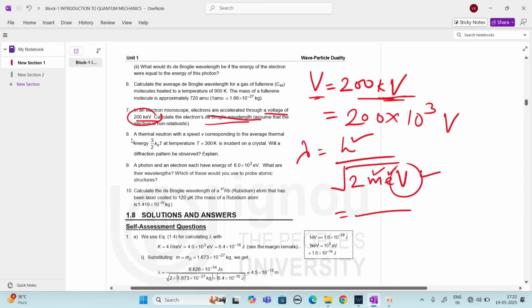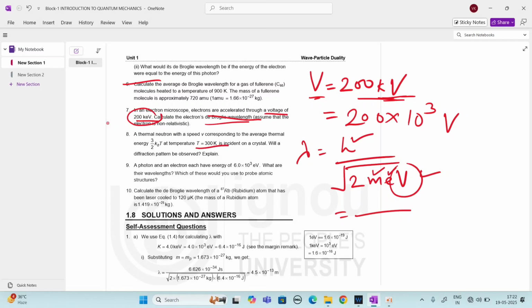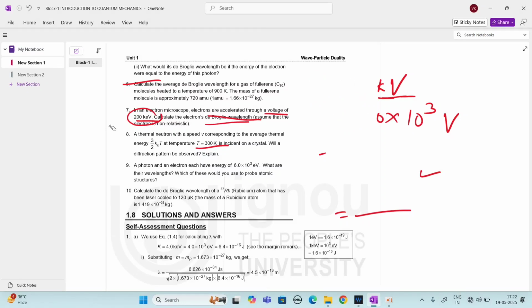Next question is question number 8. Thermal neutron with a speed v corresponding to average thermal energy 3/2 k_BT at temperature 300 Kelvin is incident on a crystal. Will the diffraction pattern be observed? क्या इसमें diffraction pattern observe होगा, ये हमने देखना है इस क्वेश्चन में.